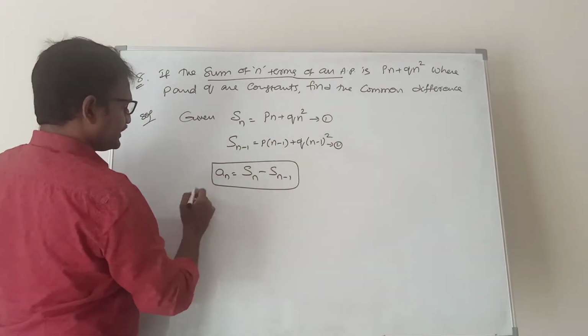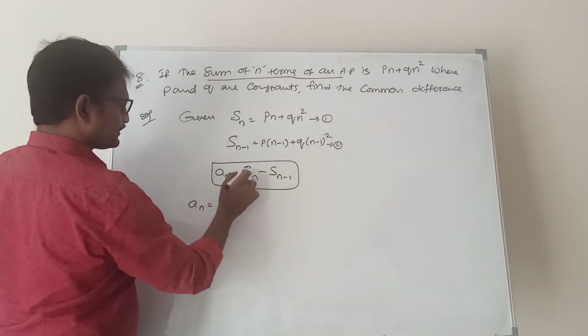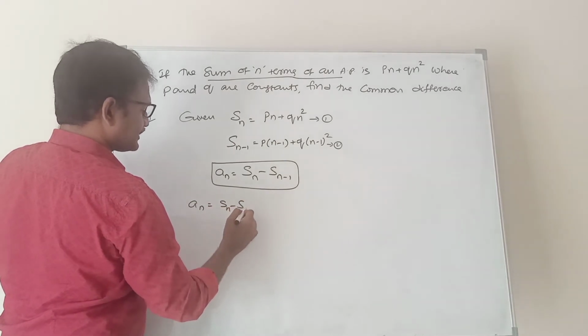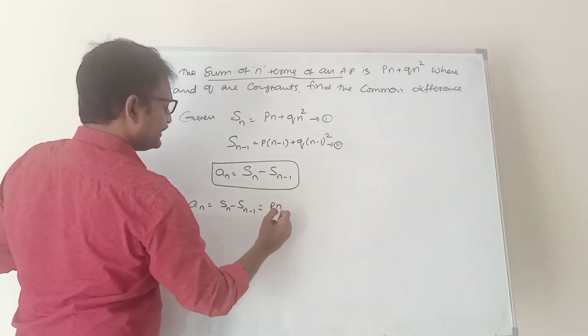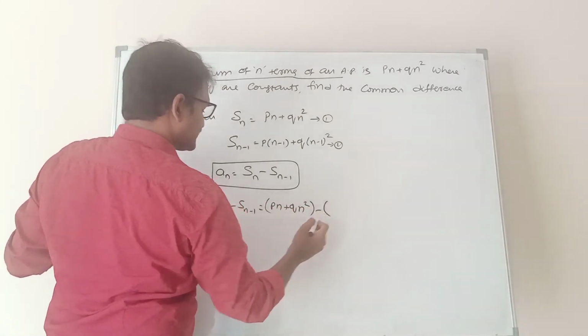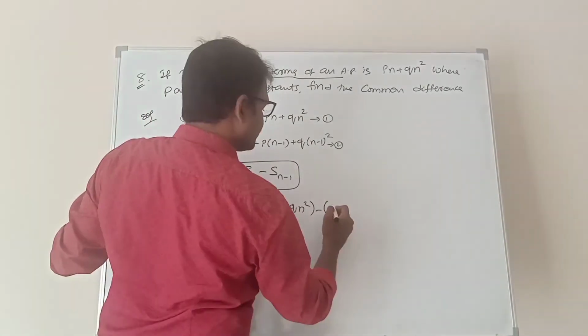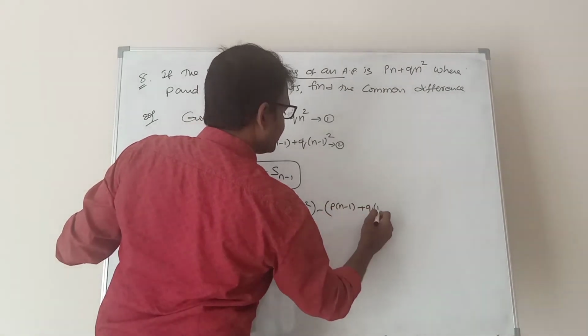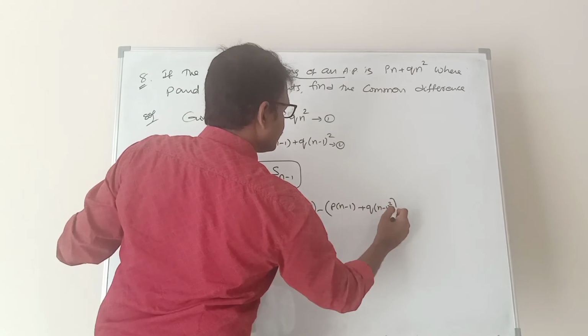Next, An. If you want An, you need to subtract Sn minus 1. So Sn minus Sn minus 1: Pn plus Qn square minus P into n minus 1 plus Q into n minus 1 whole square.